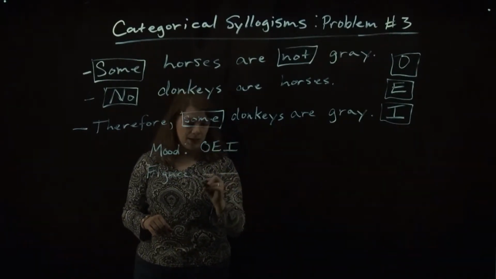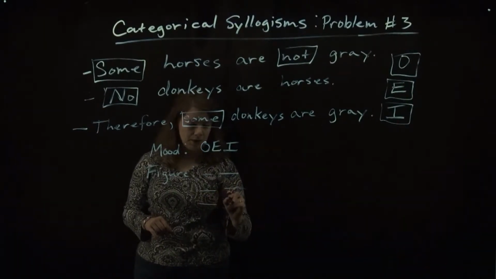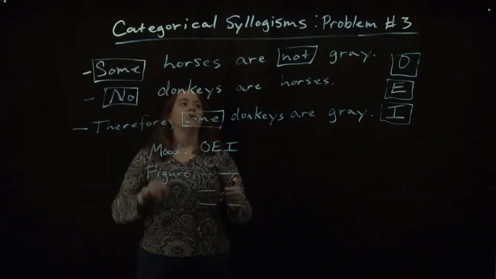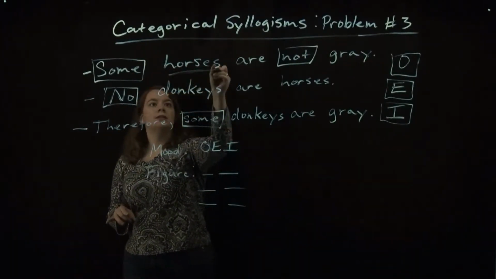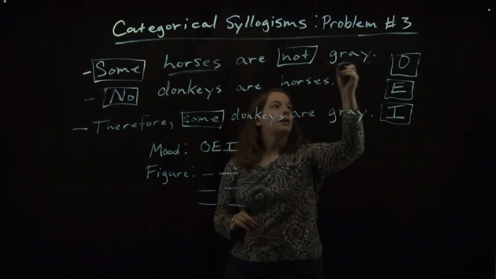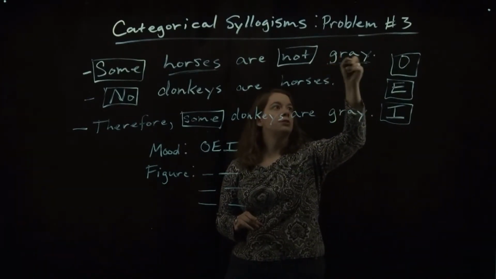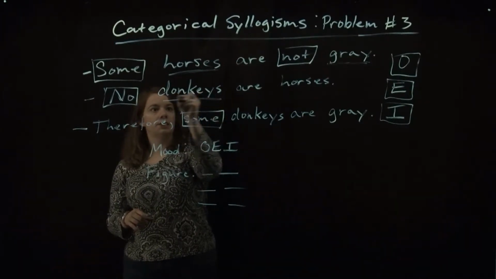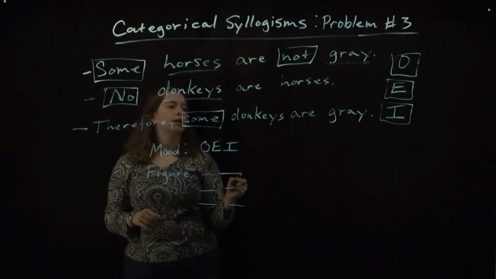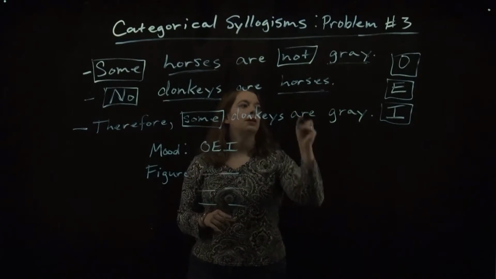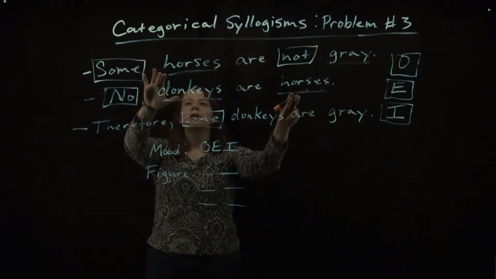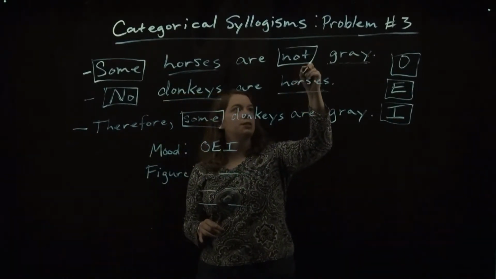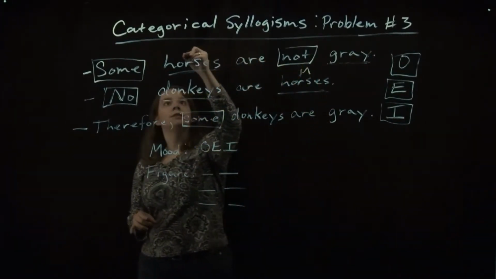All right. And now for the figure. Again, looking for the middle term here. We can see horses is in the first premise. Gray is also in that first premise. And we see, again, donkeys in the second premise and horses again in the second premise. Because we have horses in both premises, we can say that horses represents the middle term here.